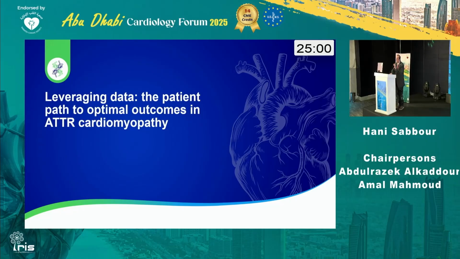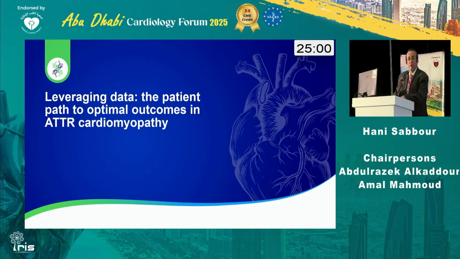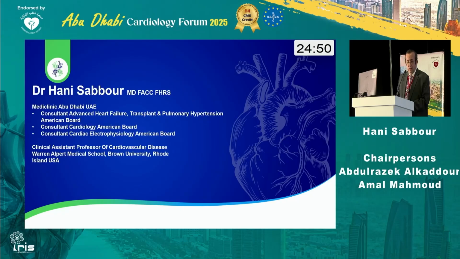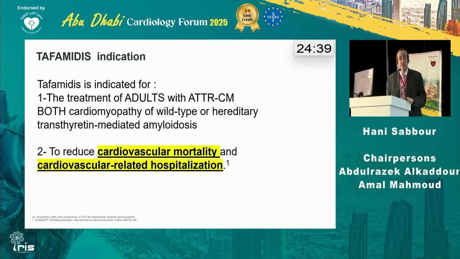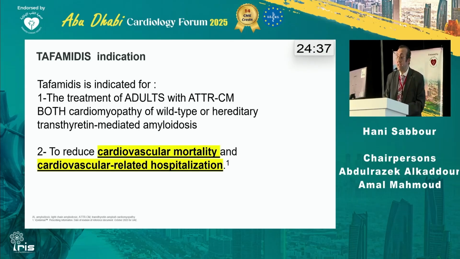I think the only disease we have to talk about today is also ATTR cardiomyopathy. So this is the second talk about this, and I think it also highlights the importance of outcome-based therapies in cardiomyopathy. So I'm going to talk today about the treatment of cardiomyopathy, and that is the use of tafamidis. Tafamidis, as you know, is a silencer. It's not a silencer, it's a stabilizer.